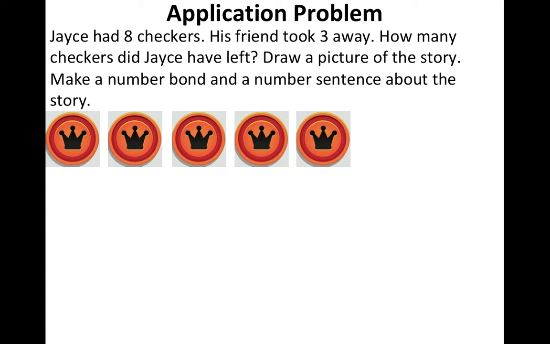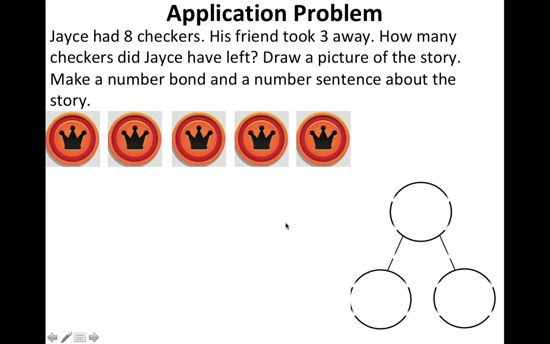How many checkers did he have left? He has 1, 2, 3, 4, 5 left. So now I have to do a number bond. So let's do the number bond.